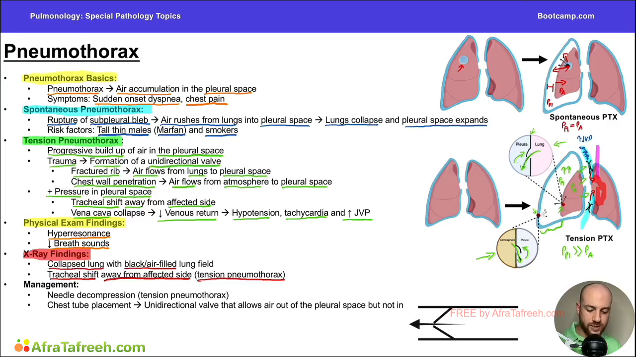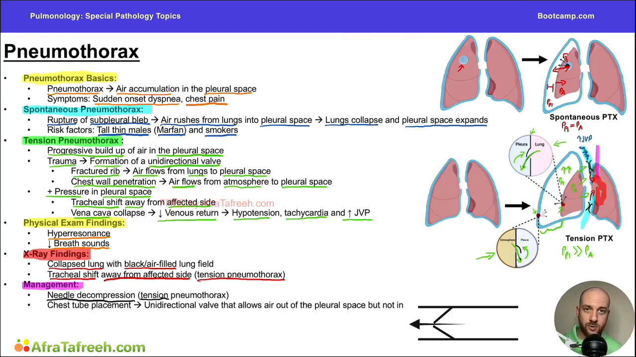So now let's have a brief discussion on the management of a pneumothorax. Because in the case of a tension pneumothorax, we have the progressive buildup of pleural pressure, this is more of an emergency than a spontaneous pneumothorax. And so as a result, we need to perform something called an emergent needle decompression. This is where we essentially insert a needle right into the pleural space and we are relieving the air from the pleural space. And so as a result, we are decompressing the tension pneumothorax.